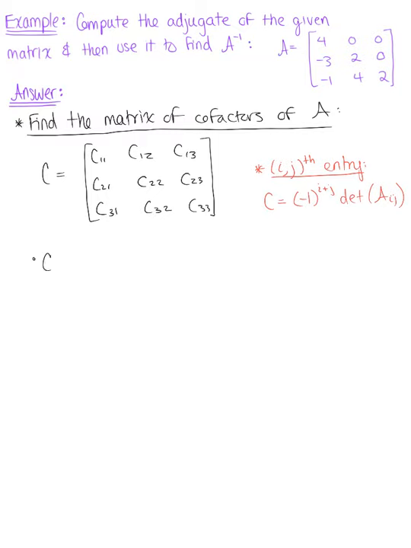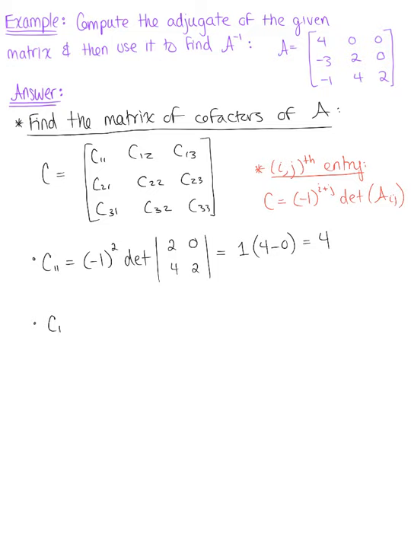So here we go. The first cofactor, or the cofactor in the first row, first column, is -1 to the 1 plus 1, which is 2, multiplied by the determinant of the submatrix, which will be 2, 0, 4, 2. So this leaves us with 1 multiplied by 4 minus 0, which is 4.